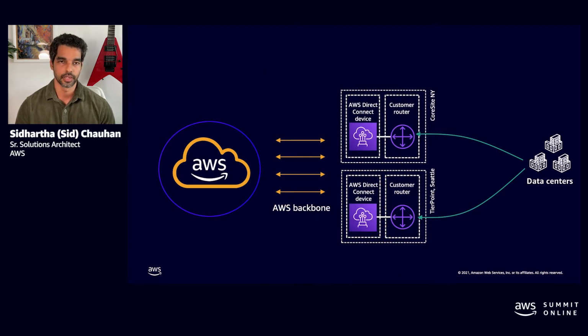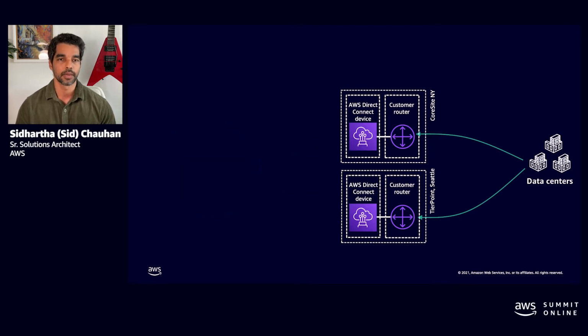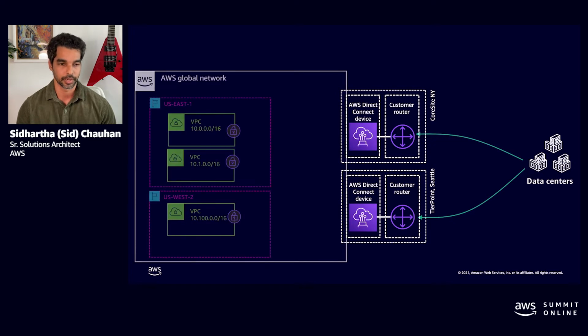Now, once the physical connectivity is done, let's see how you can get access to AWS resources. So for that, let's bring in a sample AWS network infrastructure setup. Here we have two AWS regions. You have US East 1 and US West 2. We have two VPCs in US East 1 and one VPC in US West 2. And we want to establish connectivity from your on-premises to these VPCs. Let's see how we do that.